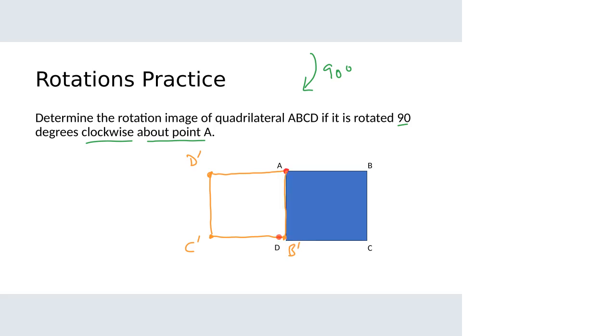And so we rotated 90 degrees clockwise about point A. Point A didn't move, but B became B prime, C became C prime, and D became D prime. And the orange one is our rotated image of the original.